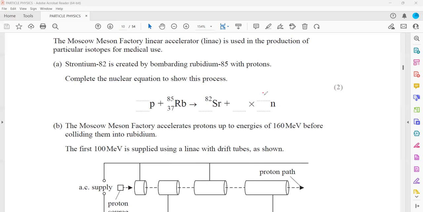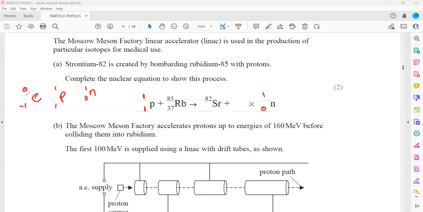So first, if it's a neutron, it should be 1 and 0. If it's a proton, the top number represents the nucleon number, which is the sum of neutrons and protons, so for a proton it is 1. And the bottom number represents the charge, so for a proton the charge is also 1. So in a nuclear equation, if we have an electron, we write 0 and minus 1. If we have a proton, we write 1 and 1. And if we have a neutron, we write 1 and 0.